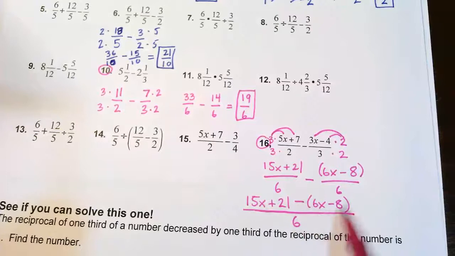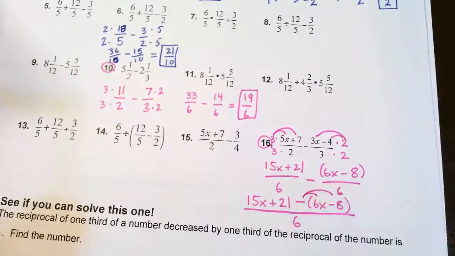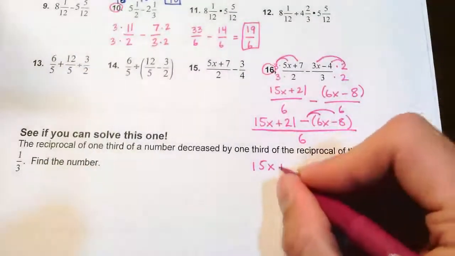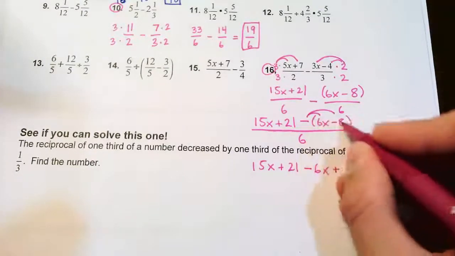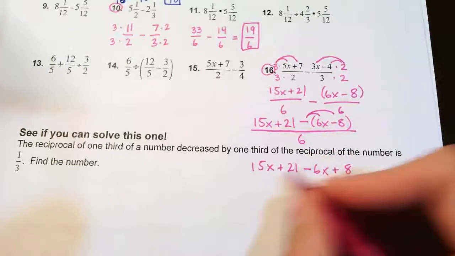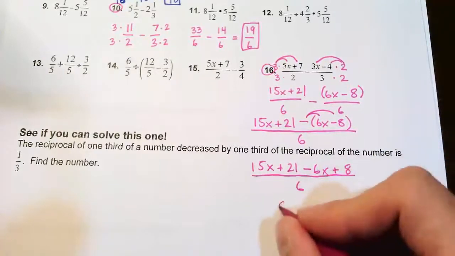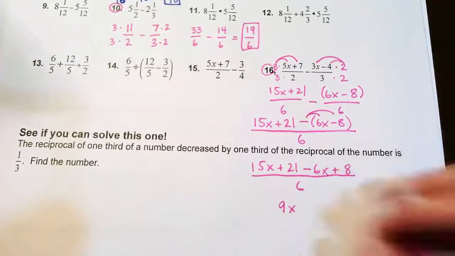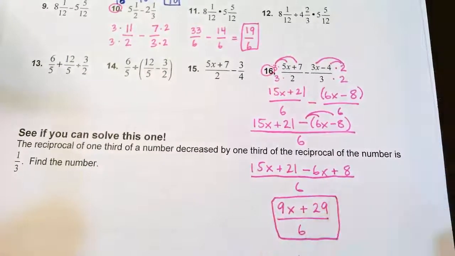Now, again, I'm subtracting the whole quantity that's in the numerator here. So I'm needing to distribute this minus, distributing that as a negative. So we get 15x plus 21 minus 6x, so distributing that there, plus 8, since we're subtracting something that's already negative. And then the final step here will be to combine like terms. 15x minus 6x is 9x, 21 plus 8 is 29, over 6. So that one took a little more work, a little more algebraic manipulation there with the variable. But that should be our final answer.